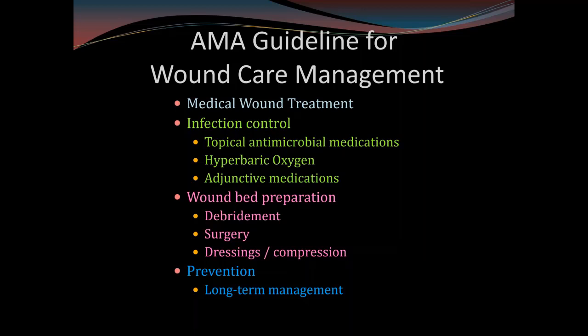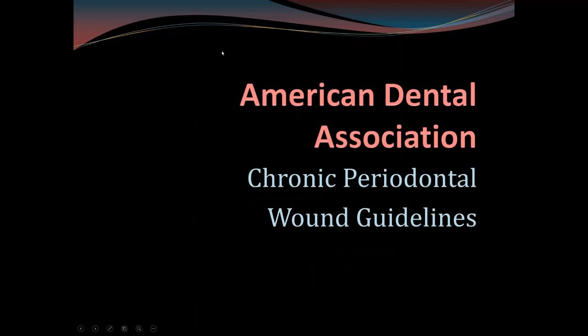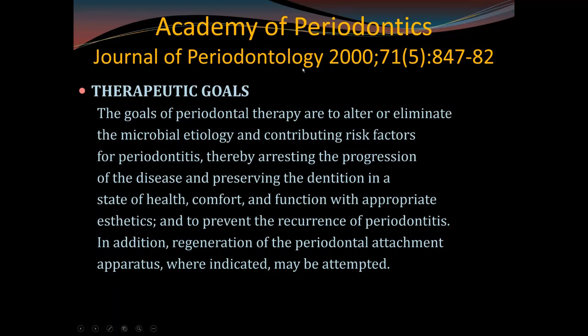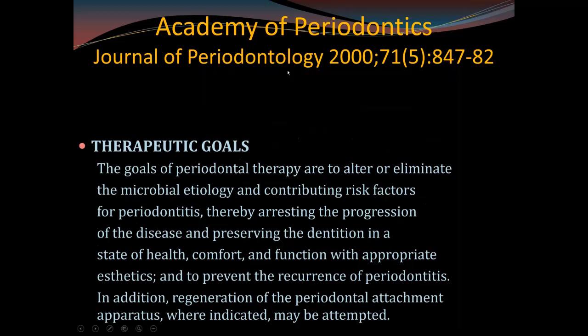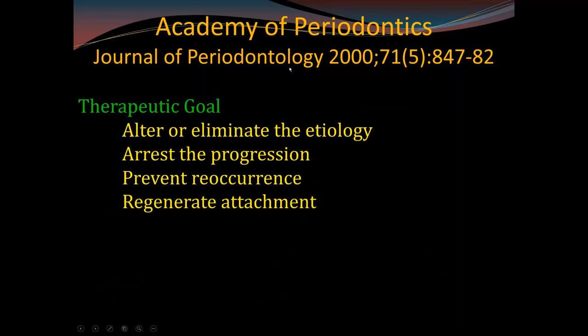Well, the American Dental Association also has guidelines for chronic wound care. These were found in the American Dental Association periodontal guidelines, Academy of Periodontics, in the Journal of Periodontology 2000. What they're talking about is specifically doing these steps: alter or eliminate the etiology, arrest the progression of the disease, prevent reoccurrence, and augment reattachment or regeneration.